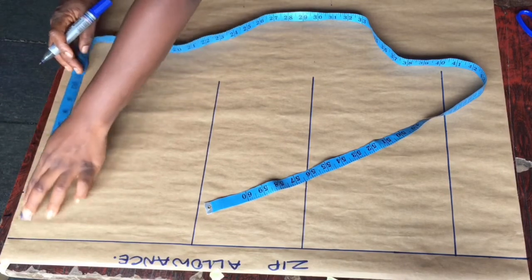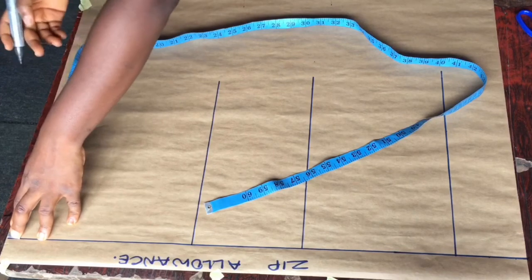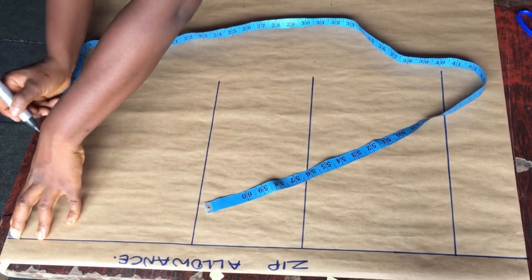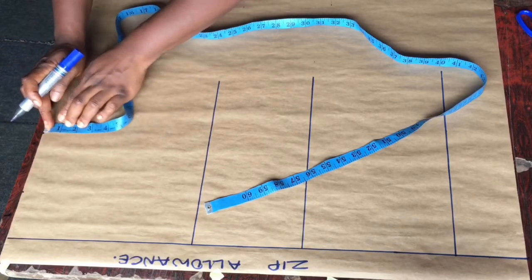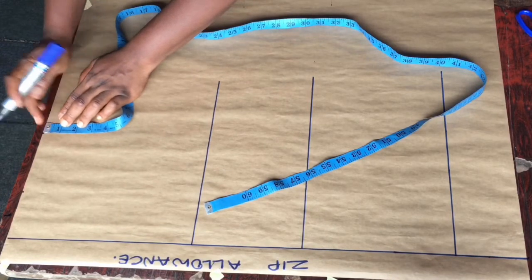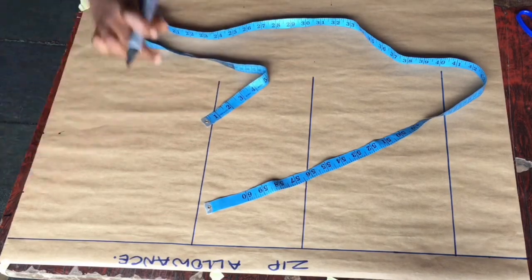And then for you to get your shoulder, remember it is your shoulder divided by 2. My shoulder is 15 divided by 2, I'll be getting 7.5. So I am marking 7.5 inches. So then I'm going to come down by 1 inch. Remember, our shoulder is not straight.